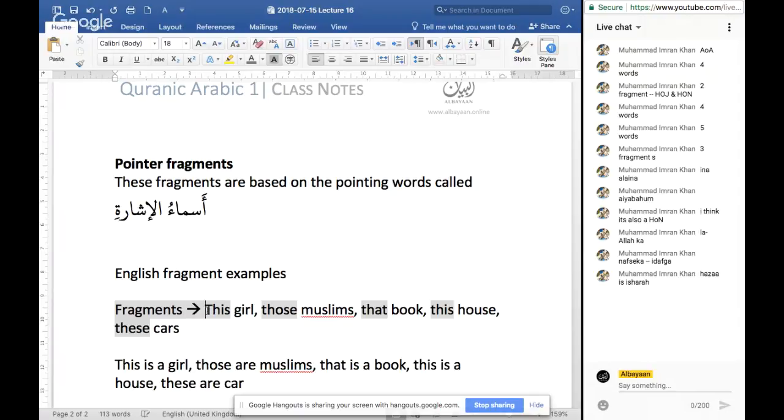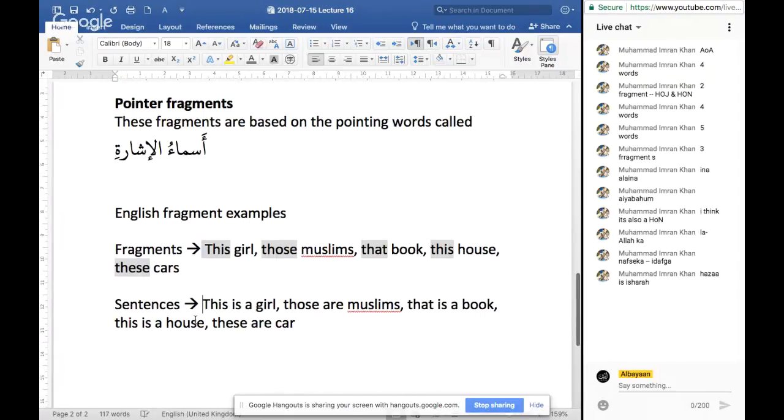The fragments. Let's be clear on this. They're less than a sentence and more than a word. And then these are sentences, the next ones that I've written, okay? There's a difference between a fragment and a sentence. With the pointing words, you can construct either fragments or sentences, and we'll see the difference in how they are done, okay? Just keep that in mind.